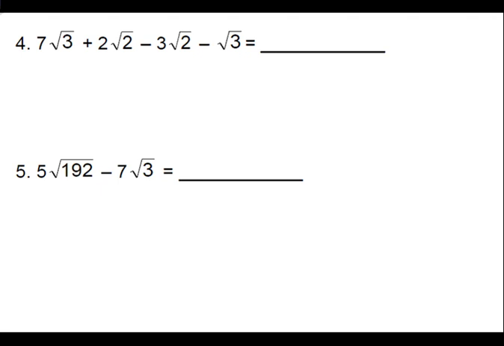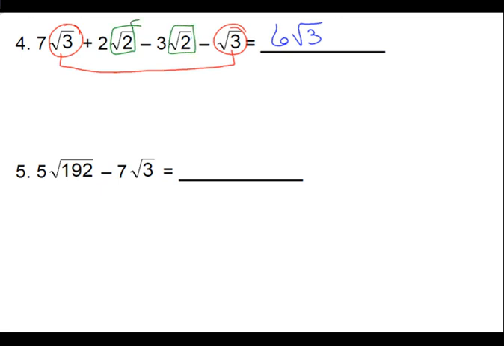Looking at our next one here, let's go through and collect. Here I have square root of 3 and square root of 3. These are the same, so I can combine these two together. So I have 7 take away 1, which would give me 6 times the square root of 3. Here I have a square root of 2, and here a square root of 2. These two are the same, so I can combine those. So I have 2 take away 3. Oh, that's going to be a minus 1 square root of 2, but we don't put a 1 in front of it, just like with the variable. It's understood to be there.